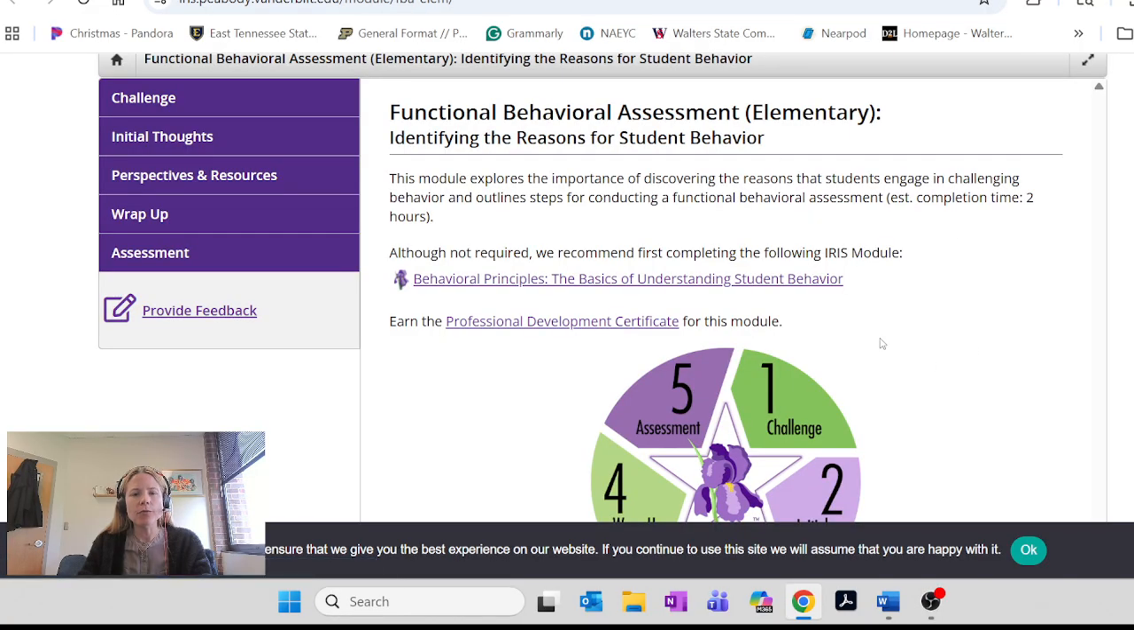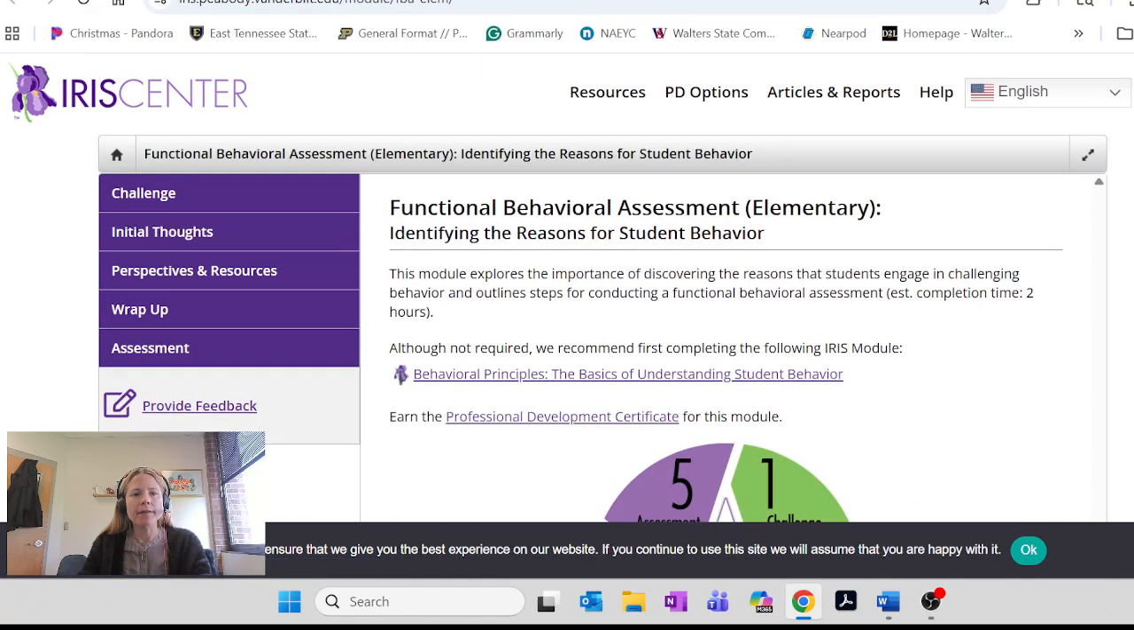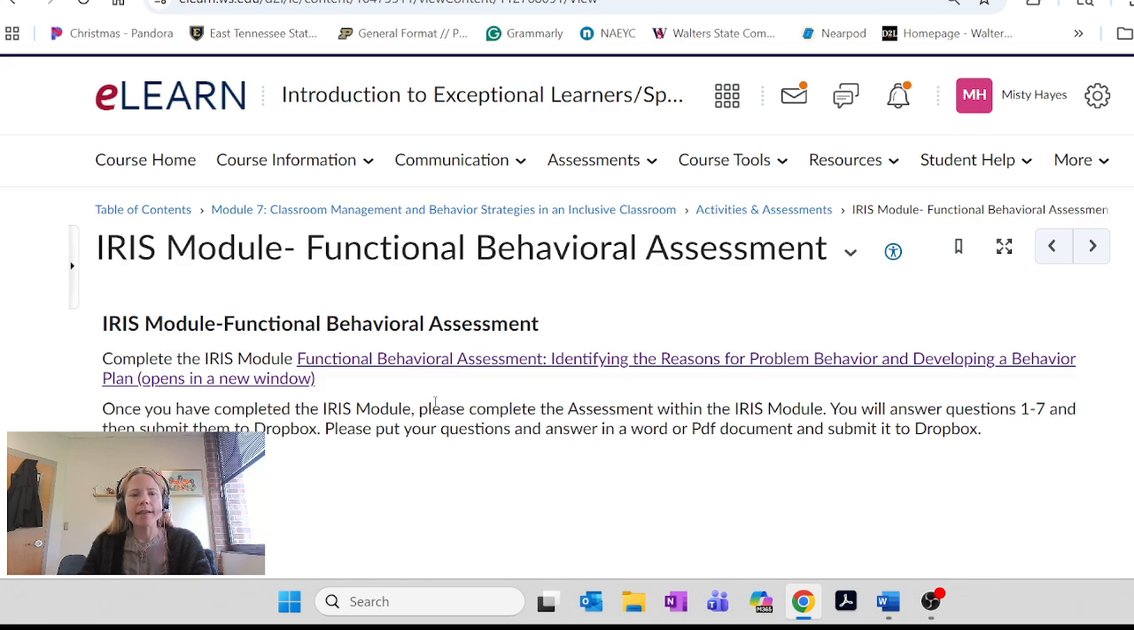I want you to go through the IRIS module, and then at the end, you're going to see the assessment, which has 7 questions. I want you to put those in a Word document, and then I want you to submit those to the Dropbox. And I'm going to show you in a minute where I want you to put them.